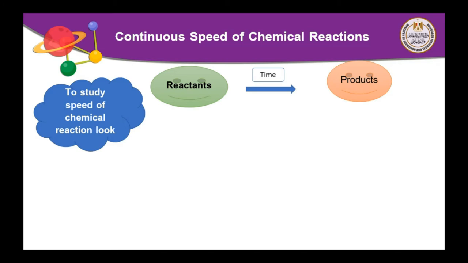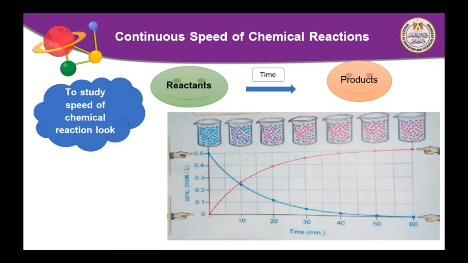We know any chemical reaction has reactant and product. When the concentration of reactant decreases, the reactants disappear from the chemical reaction and the product appears. So you can determine the speed of the chemical reaction by disappearance of reactant and appearance of product according to the graph in front of you.